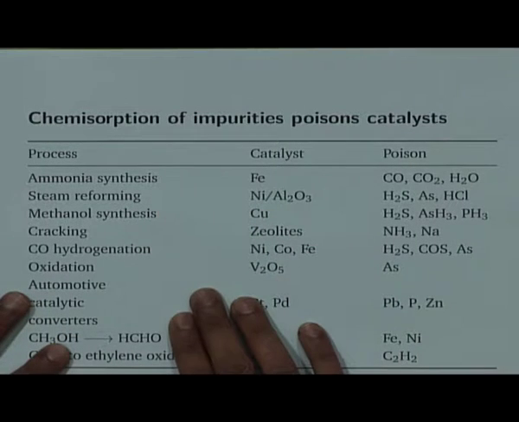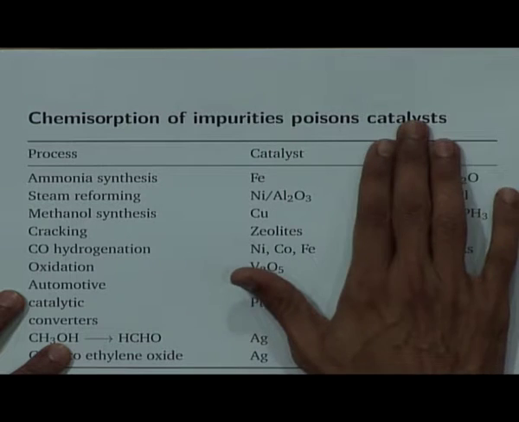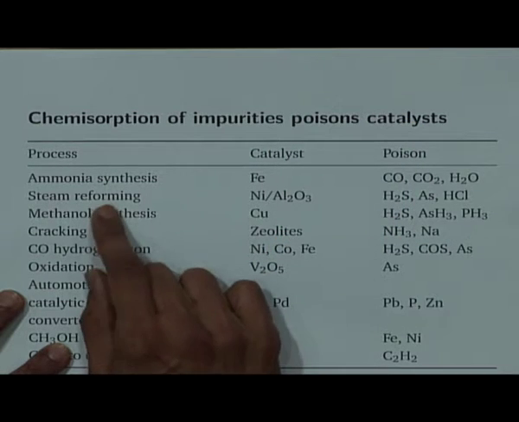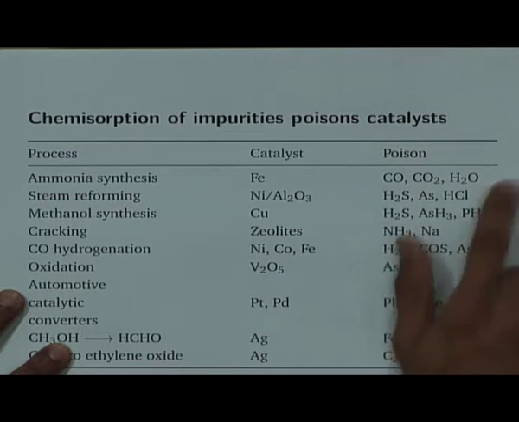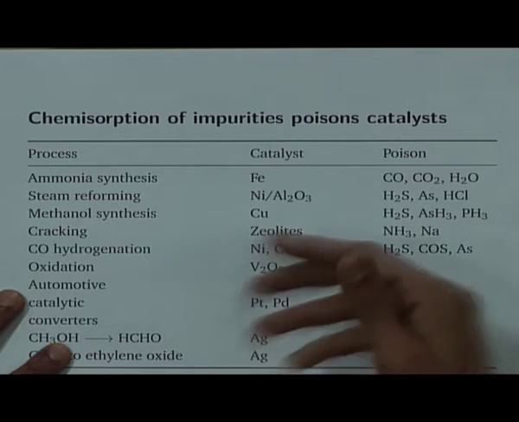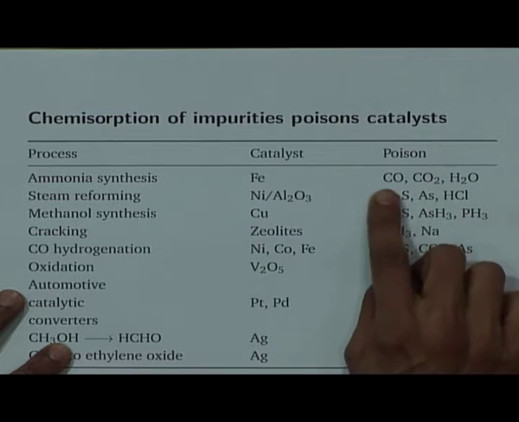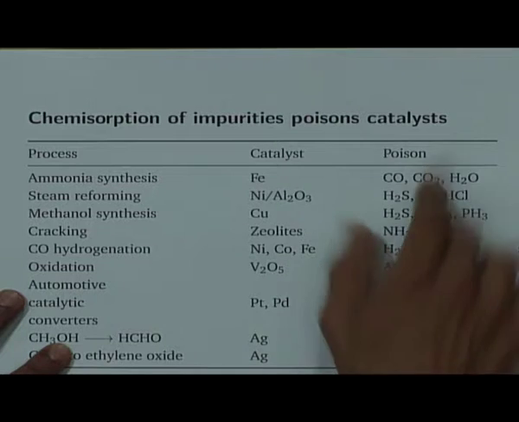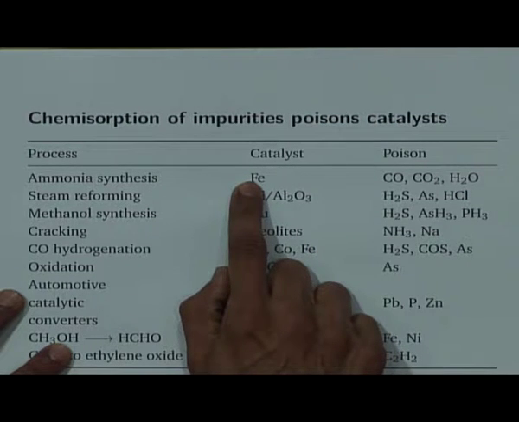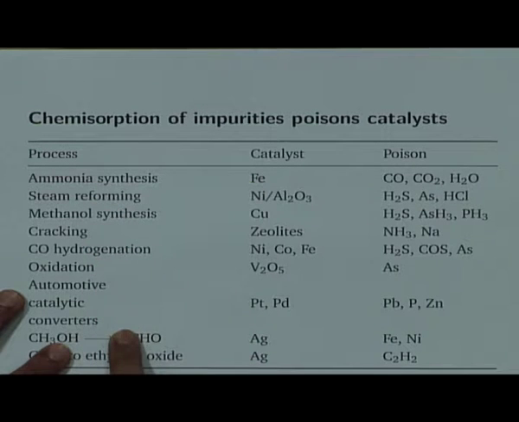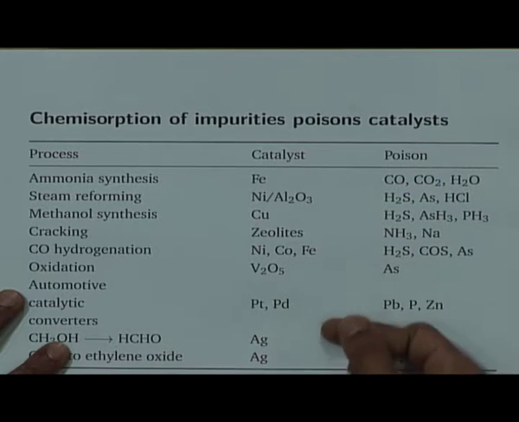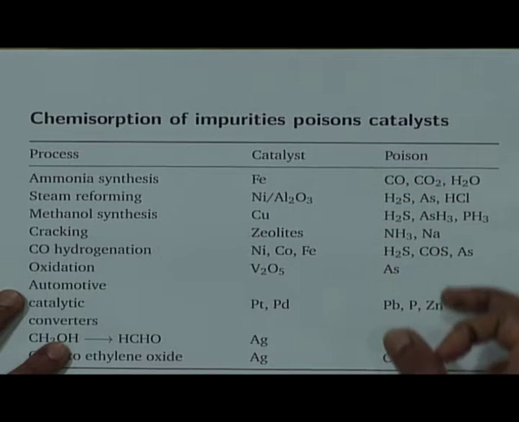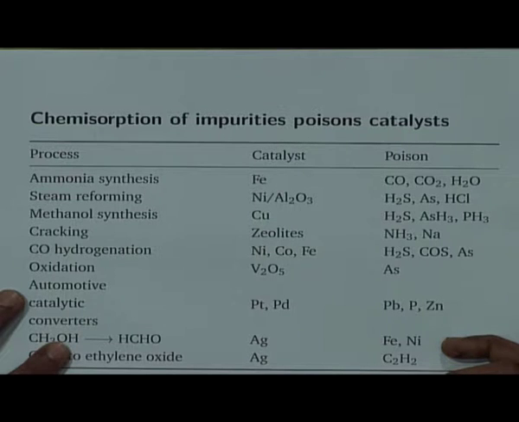Here are various examples of impurities that poison catalysts. In the ammonia synthesis where you are using iron, any of these could poison the catalyst. So, your reactants have to be purified such that these do not figure in the input stream to cause poisoning. And I have listed here various chemical processes, the catalysts that are used here and the kinds of impurities that do affect the rate of the reaction.